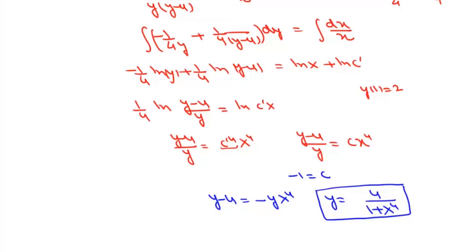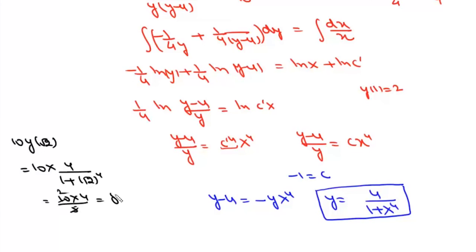Now we need to find the value of 10y(√2). Now this is 10 into 4 upon 1 plus (root 2) to the power 4. Now this is 10 into 4, and root 2 to the power 4 is 2 square, which is 4, plus 1 is 5. So 4 into 2 is 8. So the answer to this question is simply 8.